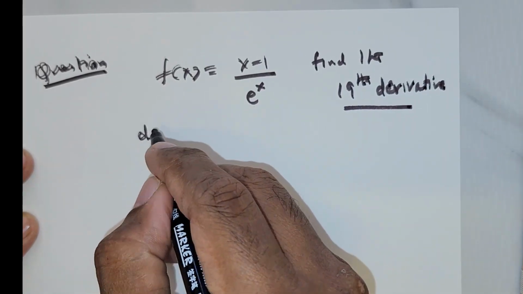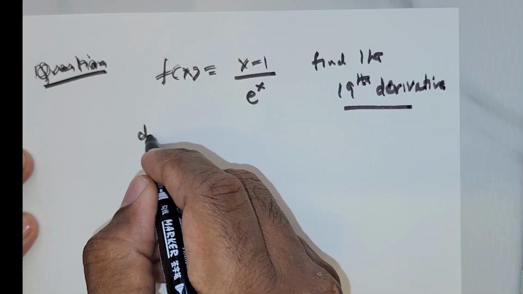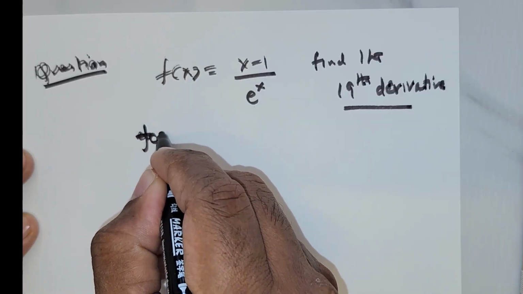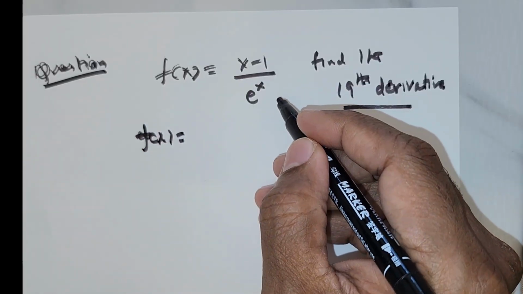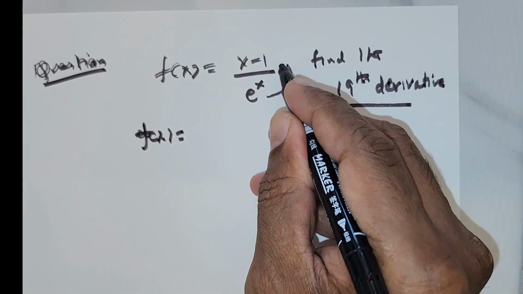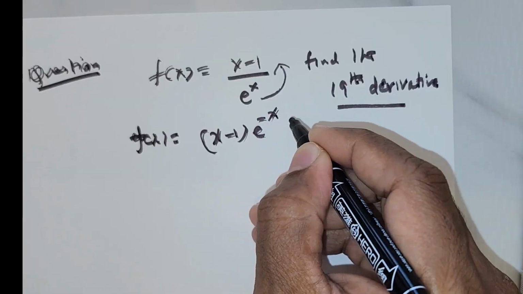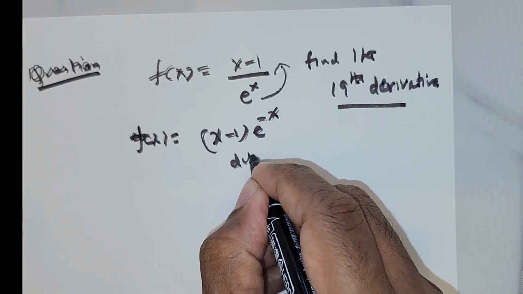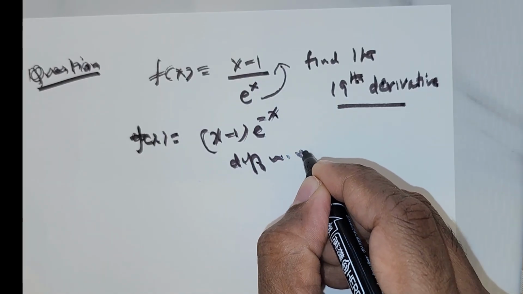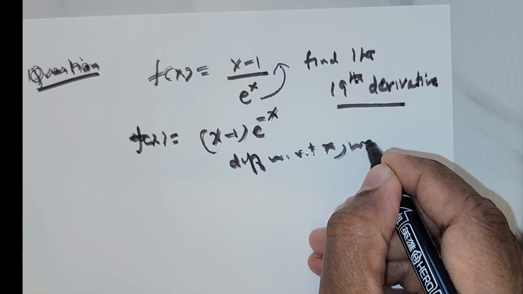So foremost, what I wish to do is rewrite the given function. I want to push the denominator to the numerator, so it's going to be (x − 1) e raised to the power of negative x. Now I will differentiate with respect to x.